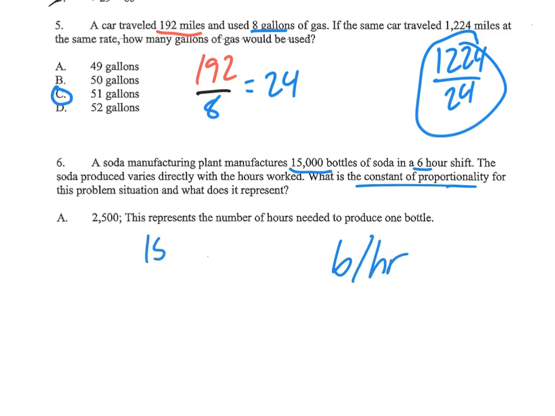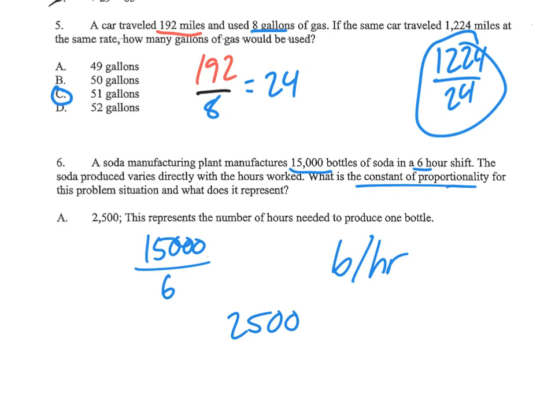So we're going to take that 15,000 and we are going to divide it by 6. So when I do 15,000 divided by 6, I end up getting 2,500. So that's going to be 2,500 bottles per hour. So looking at answer choice A, it says 2,500. Well, that's what we got.